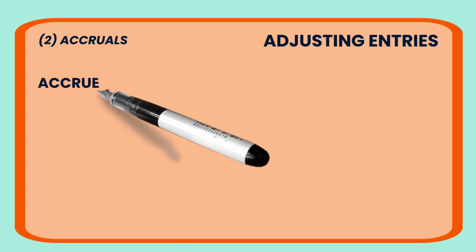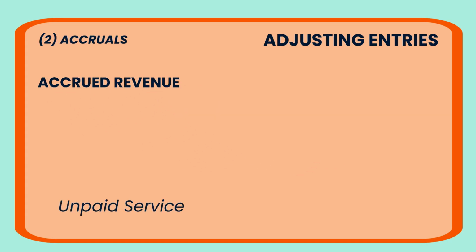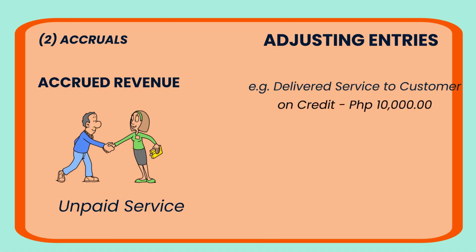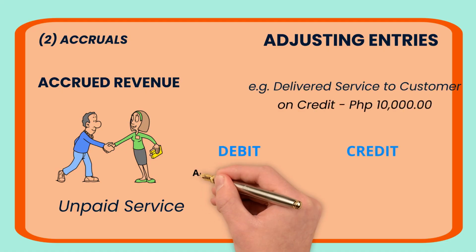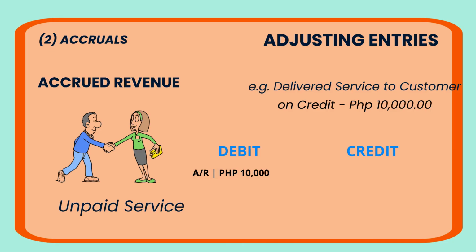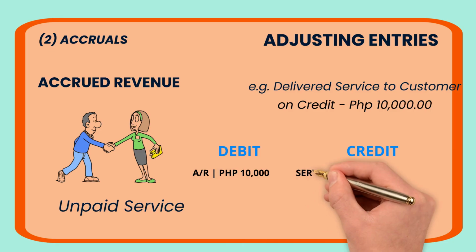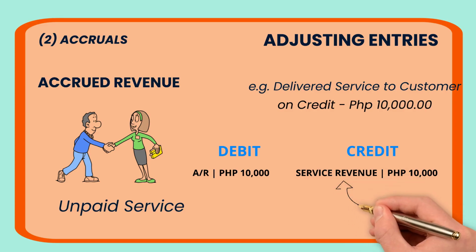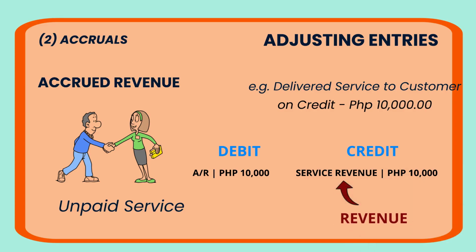Nakita na natin ang kagaya ng accrued revenue for any unpaid service. Halimbawa, we delivered service to a customer on credit worth 10,000 pesos. We debit accounts receivable ng 10,000 pesos and we credit service revenue ng 10,000 pesos. Here, service revenue is already recognized as revenue and it will reflect in the income statement.